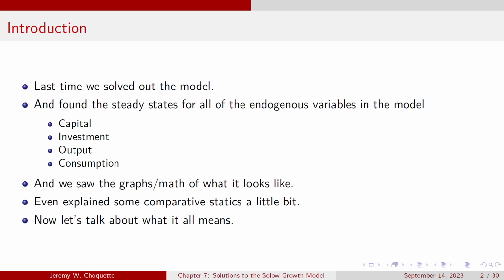Last time, we solved the model out, and we found the steady states for all the endogenous variables in the model. So that was capital, investment, output, consumption, all that fun stuff. And then we saw some graphs, we saw a little bit of math, got a visual idea of what this looked like and really what we were doing. And I went off on a little bit of a tangent for a minute to explain some comparative statics, which was like changing the savings rate, depreciation, things like that. But I didn't really go into it explicitly. So we're going to do a lot of that today.